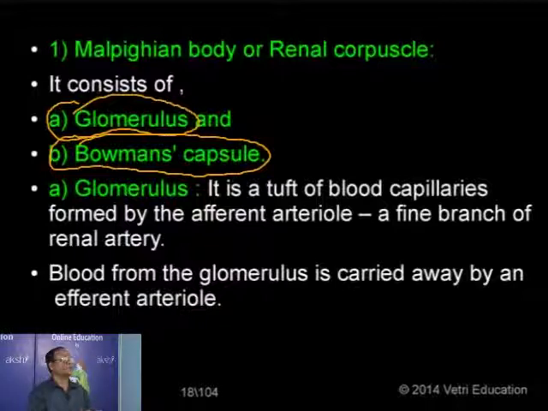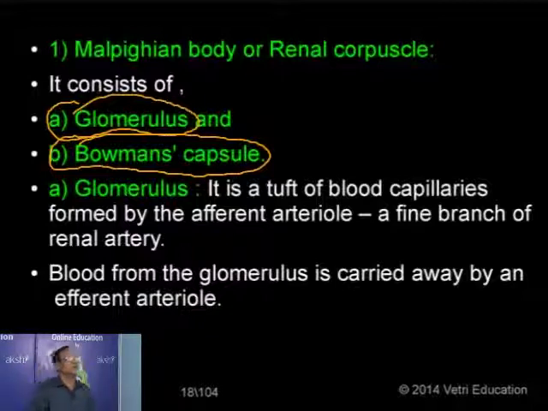Now what is the glomerulus? I mentioned it is a tuft of blood capillaries. For example, nearly 50 capillaries are held together to form a ball-like structure. It is normally formed with the repeated branching of the afferent arteriole, a branch of the renal artery. So the renal artery, once it enters the kidney, divides into many afferent arterioles. Each one divides to form a fine network of capillaries, nearly 50 capillaries. All the capillaries are held together to form a ball-like structure, and that tuft of capillaries is called the glomerulus.